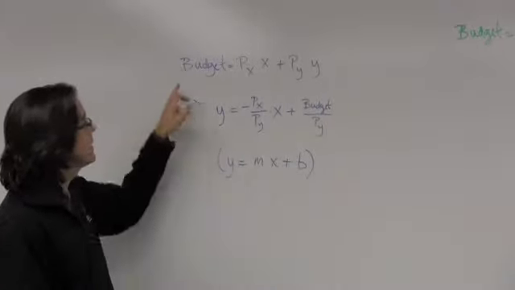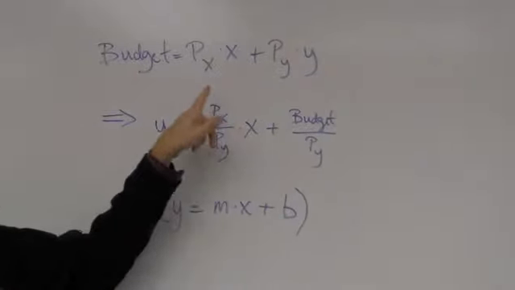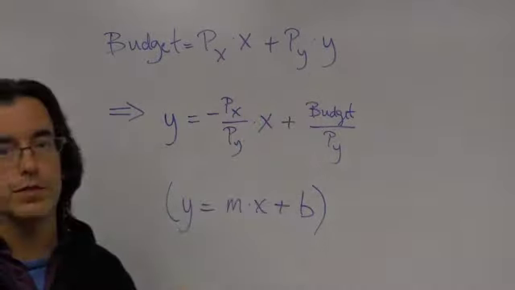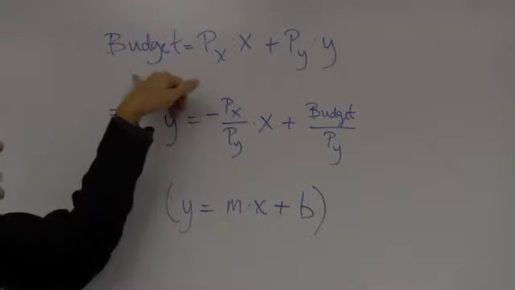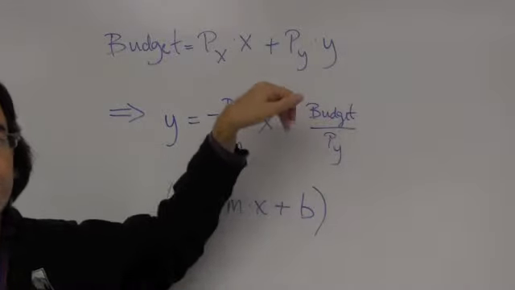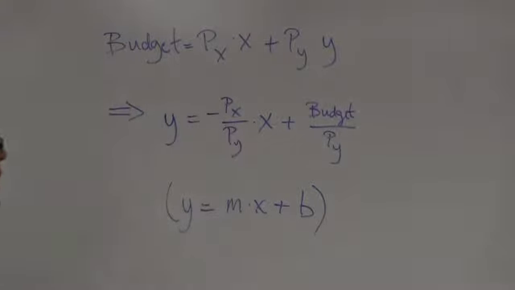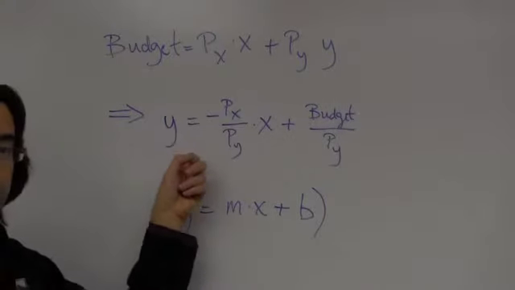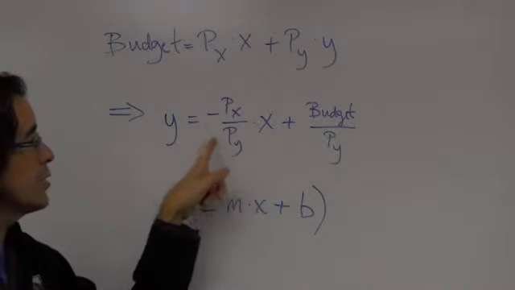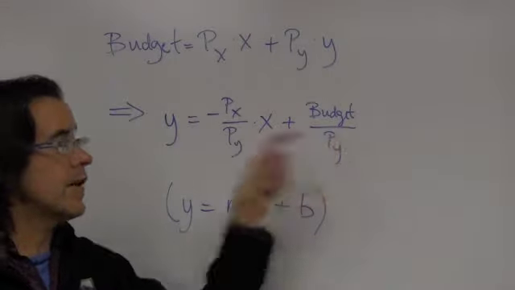So the overall idea here is we're going to start with this budget equation. The budget equals the price of X times the amount of X plus the price of Y times the amount of Y. All the budget is saying is we're spending it on X and we're spending it on Y, and the sum of those two expenditures has to equal our budget. We're going to take that equation and turn it into this equation: the amount of Y is equal to the negative ratio of the prices times the amount of X plus the budget divided by the price of Y.